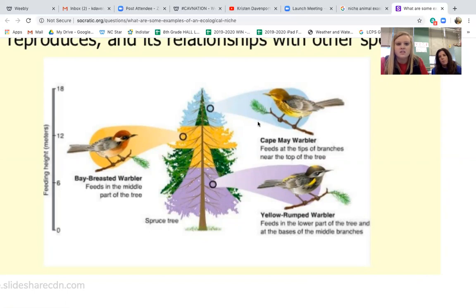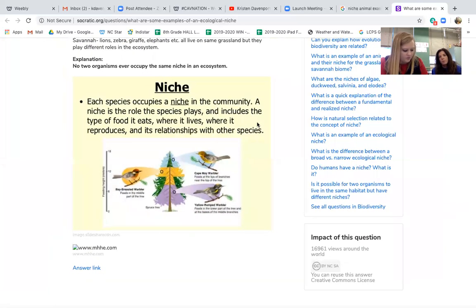So niche, another example, a woodpecker, same thing, eating insects, but just the role of an organism in its environment. And like Ms. Page said, it's the job. Okay, but that's it for niche.